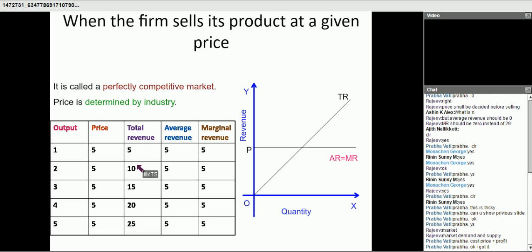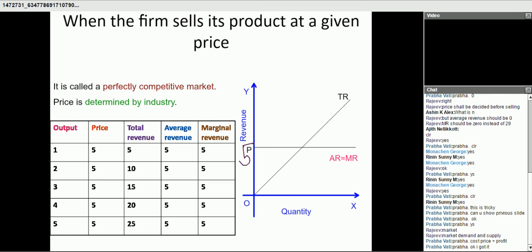So for 1 it will be 5, then 5 again, 5 again, 5 again. Then marginal revenue will also be 5 in this case. So what is the conclusion? It is that the average revenue and marginal revenue are equal to each other. It is 5. So if we plot it, we assume this point to be 5.